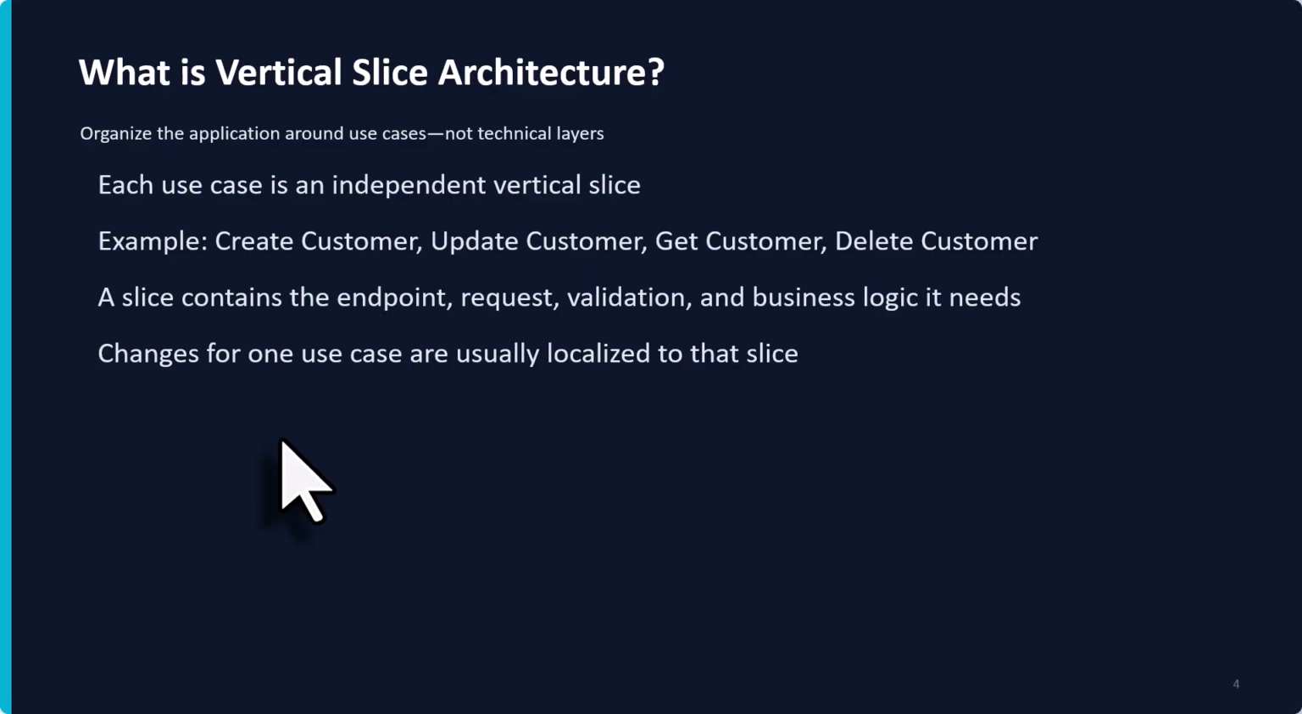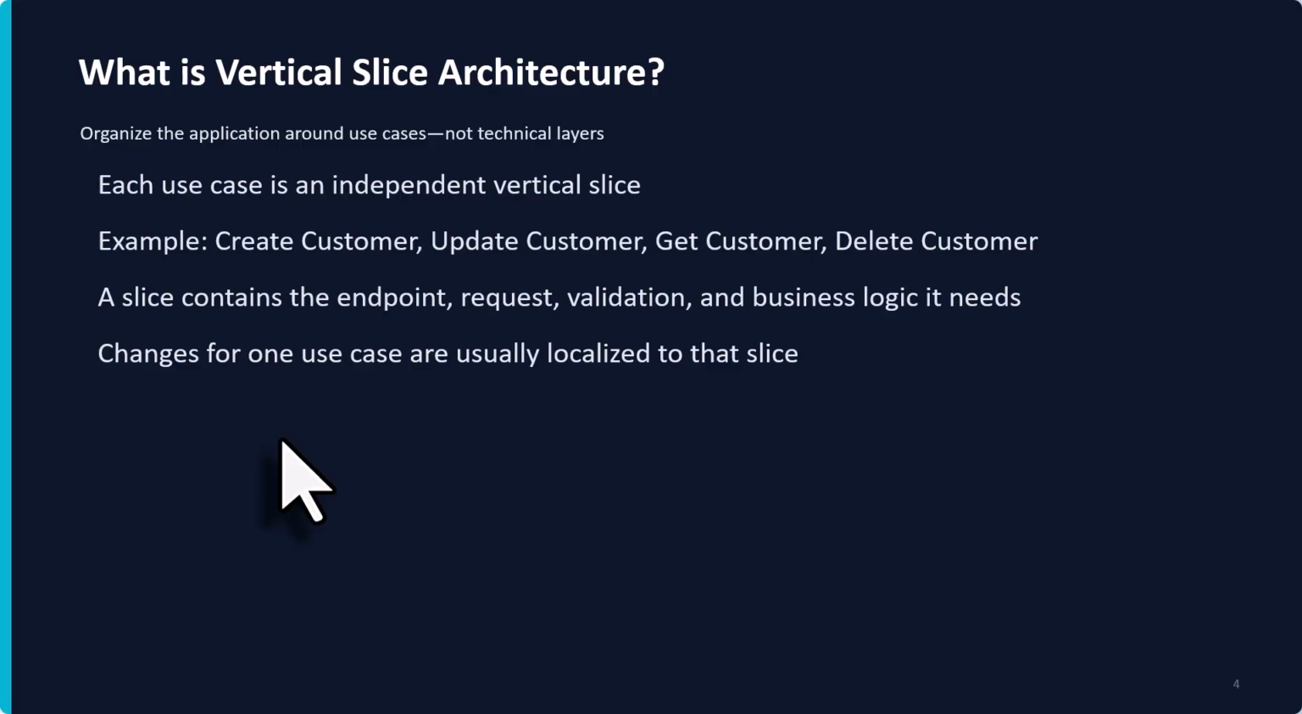What can a slice folder contain? A slice, in the sense of one folder, is one feature in one folder. A slice contains the endpoint, request, validation, and the business logic it needs. Changes for one use case are usually localized to that slice. So if one use case changes, it is localized to that particular folder only. That is the advantage of this.